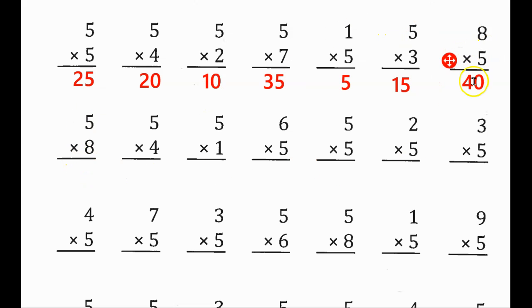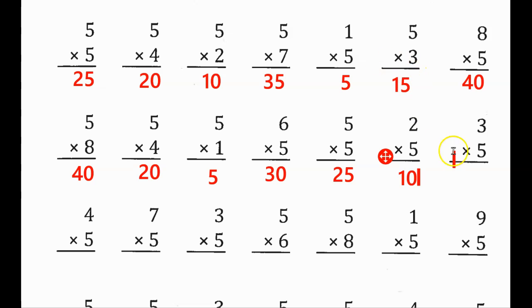So if 8 times 5 is 40, what's 5 times 8? 40. 40 is just in different order, right? Okay, 5 times 4 we already did. What's that? 20. 5 times 1? 5. 6 times 5? 30, not 35. 5 times 7 is 35. 5 times 5 again. 25. 2 times 5? 10. Speak up louder. 3 times 5? 15. Look, 3 times 5 is the same thing as 5 times 3.